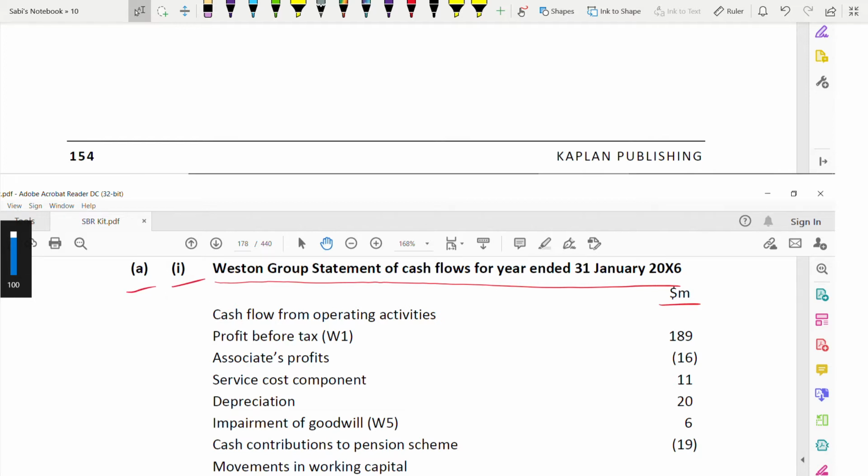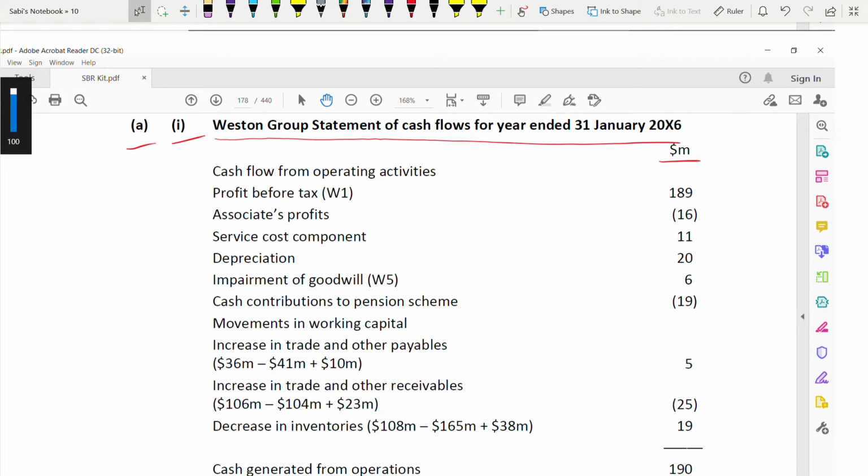Now we are writing each one. You need to write a proper heading before you start writing. What is it? Cash flow from operating activities. That is the first subheading, because you have to make another one for investing activity also. So, cash flow from operating activities.